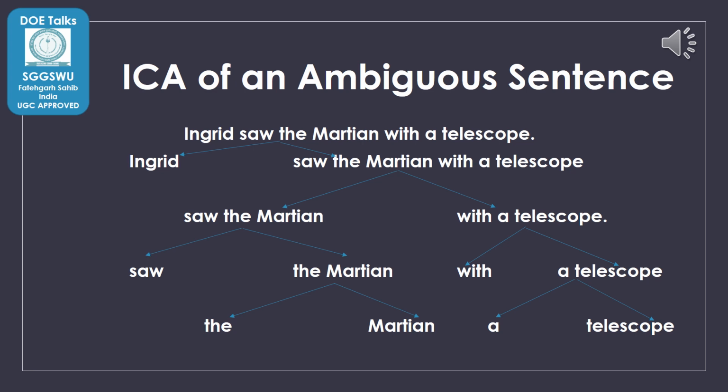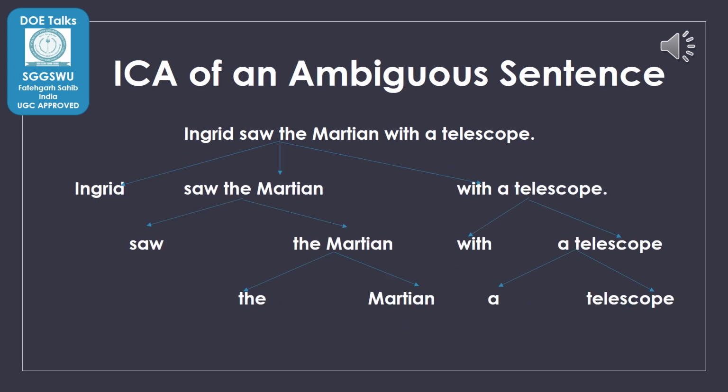Saw the Martian, right? So saw is the verb, and the noun phrase has the determiner and the noun Martian. The other part of this verb phrase is the preposition phrase, that is with a telescope. We divide it into with, which is a preposition, and a telescope, which is a noun phrase. So here the Martian had the telescope. Another meaning that this sentence may have is: Ingrid saw the Martian with a telescope. Now Ingrid was carrying the telescope. Ingrid was using the telescope.